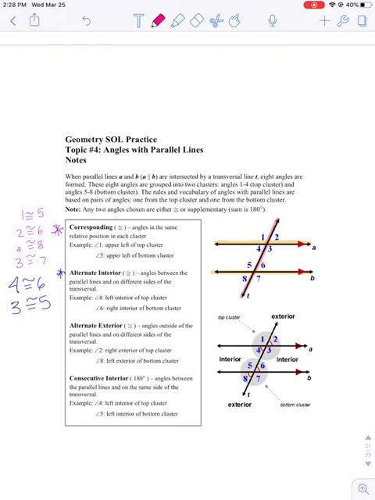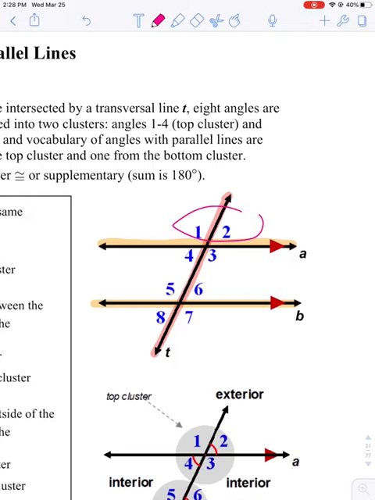Then we get to basically the opposite of that, alternate exterior angles. You might guess that these just have to be on the outside of my orange lines. The angles I'm looking at over here would be 1 and 2 and 8 and 7. They have to be on the outside of the orange lines on opposite sides of the transversal. One example would be angle 1 and angle 7. Those have to be congruent because they are on opposite sides of the transversal and outside the orange lines.